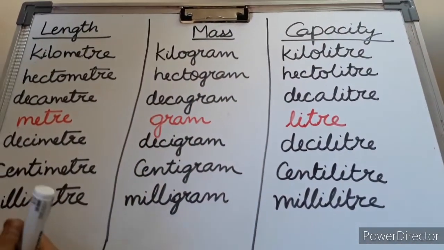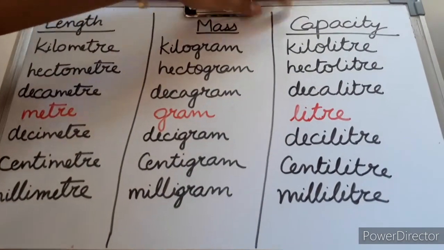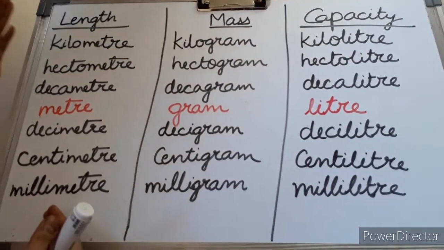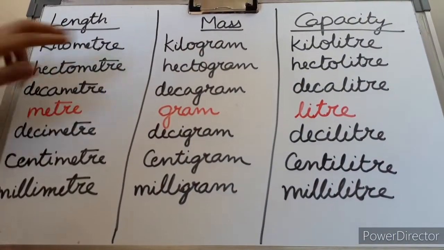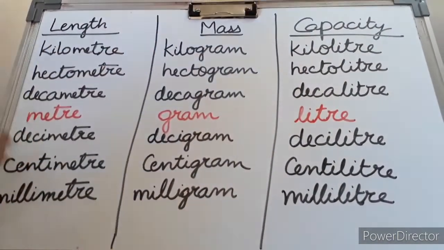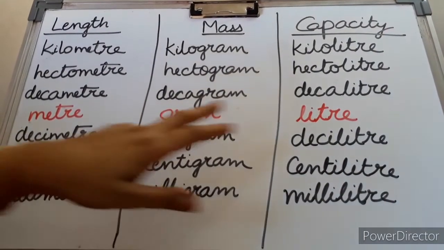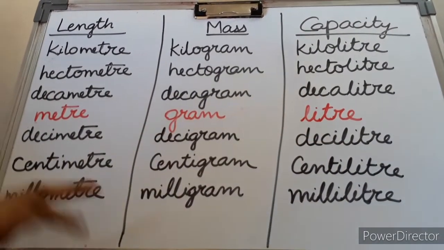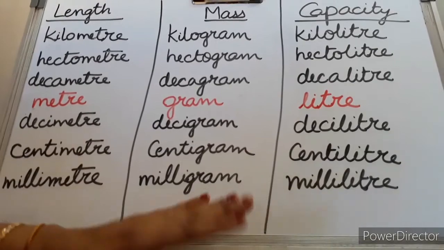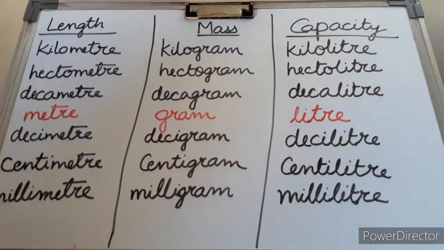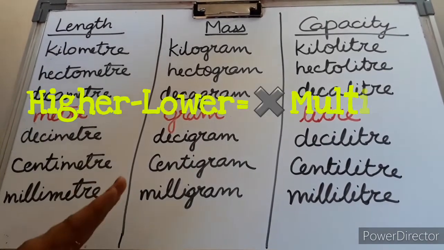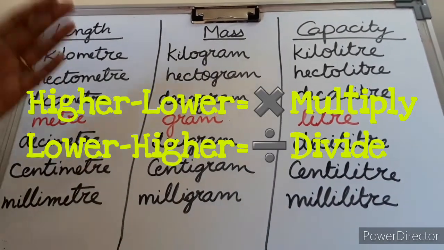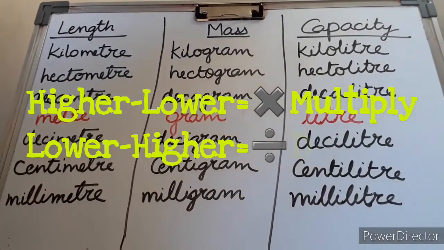So you can solve these questions for mass and capacity also in the same manner as I explained for length. See here, kilometer, kilogram, kiloliter. Similarly decimeter, decigram, deciliter, millimeter, milligram, milliliter. So the question is the same, you only have to check higher to lower unit. If the conversion is higher to lower unit, we have to multiply. If it is lower to higher, we have to divide.